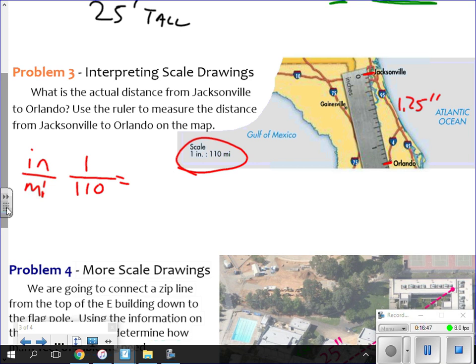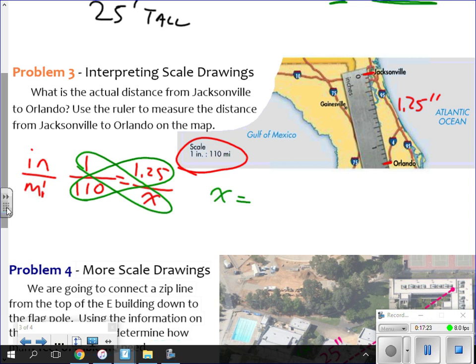Okay. So that is measured in inches. So I have inches over miles. So it's 1.25 over X miles. And this one's nice. Because when I go to solve this, I go, ooh, 1 times X. What's 1 times X? X equals 110 times 1.25. What's 110 times 1.25?